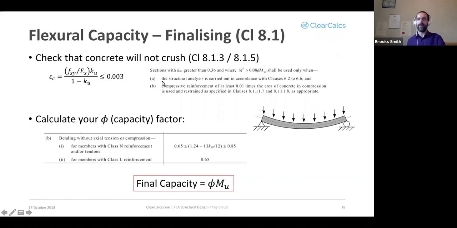The AS3600 also defines a limit for your ku value of 0.36, and you cannot exceed that unless a couple of other clauses are met. Most important being that you have to have compression reinforcement if your ku is greater than 0.36. And that also has to do with helping prevent concrete from crushing, helping prevent brittle failure from happening. You then calculate your phi factor, and as we mentioned, that's been increased in 2018. So you end up with a final capacity of phi times Mu.